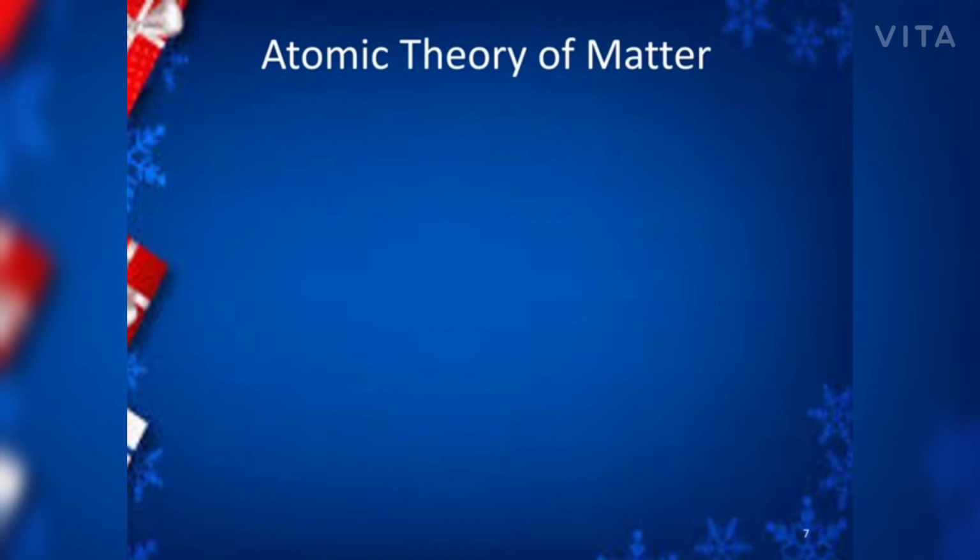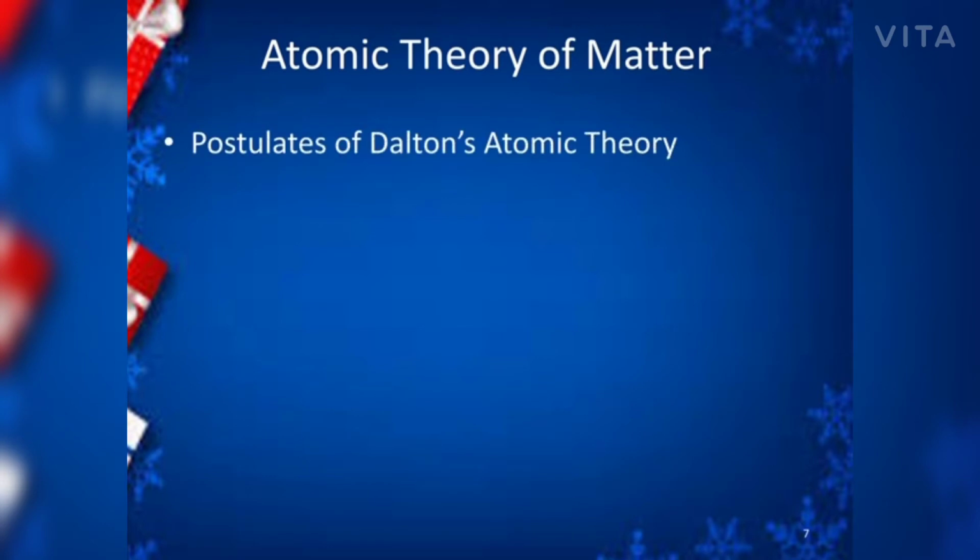Early in the 19th century, John Dalton developed atomic theory. His theory explained the best available experimental data at that time. His theory has been modified since then with the discovery of other data, but his work was the initial groundwork that we will explain first. So first we are going to study the postulates of Dalton's atomic theory.